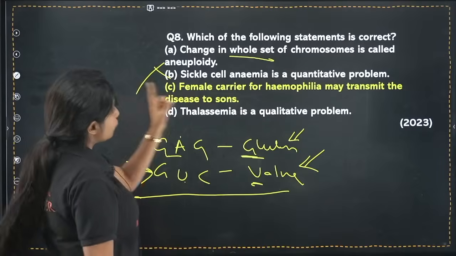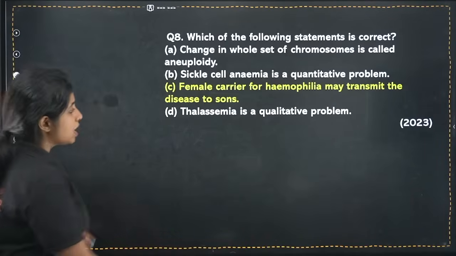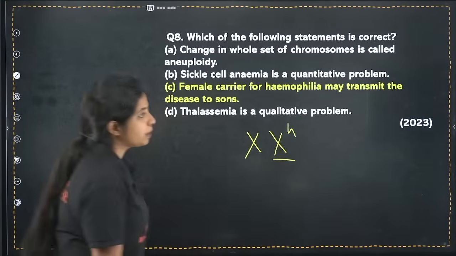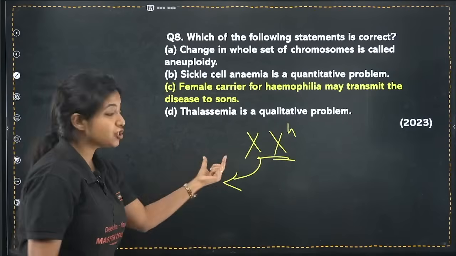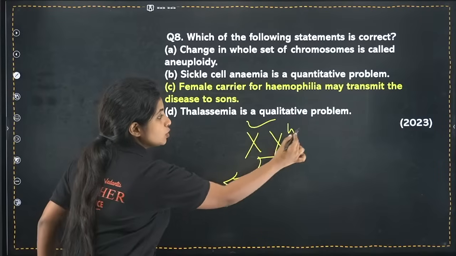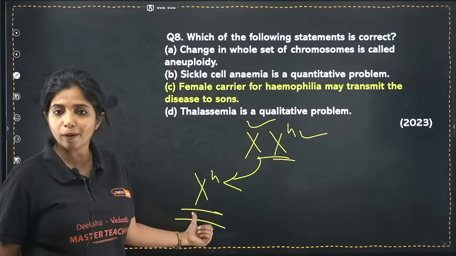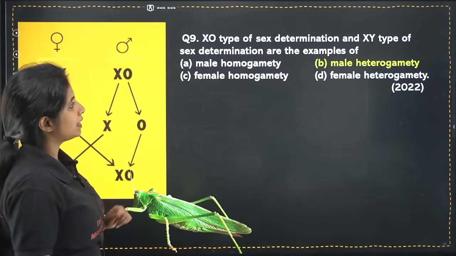Okay. Now the next thing, a female carrier for hemophilia may transmit the disease to the sons. Is that particular thing correct? A female carrier means she has one chromosome being affected. Now can she pass the disease to the son? Yes. To the son she can only pass the X chromosome, because she has only that, right? Now she can pass this or she can pass this. She can pass the one that is problematic. Yes, it can be done. So this is the only one that is correct.